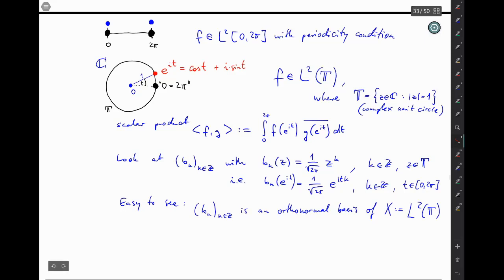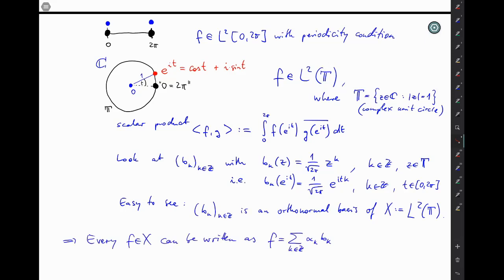One has to show that every element of L2 can be approximated by finite sums of functions like these, and this is what you do in Fourier analysis. I mean, what we're developing here is exactly the Fourier theory. Okay, so here it's written down again.